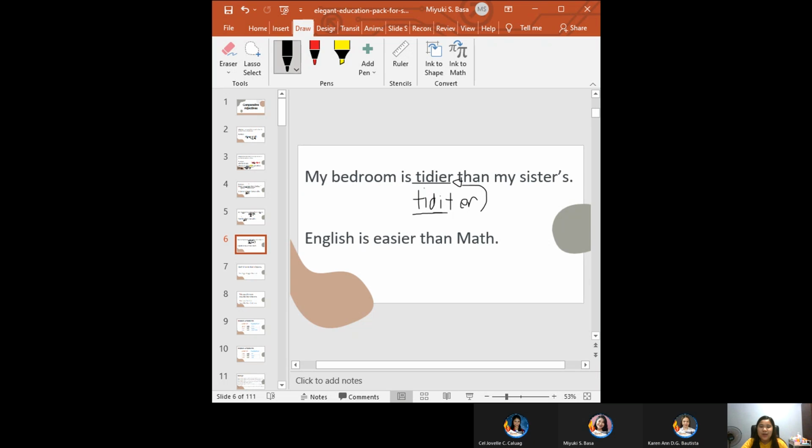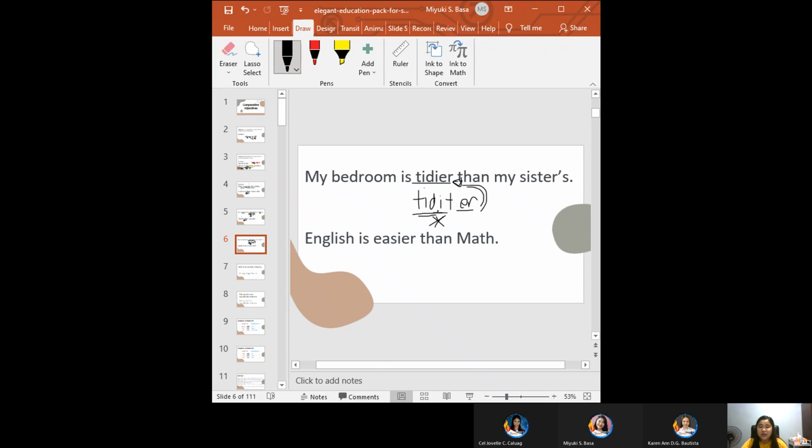So, okay, I will repeat the third rule. Our third rule is that if the adjective ends with letter Y, we will remove the letter Y and we will replace it by letter I and we will add the suffix er to make it a comparative adjective. Are we clear? Clear po.